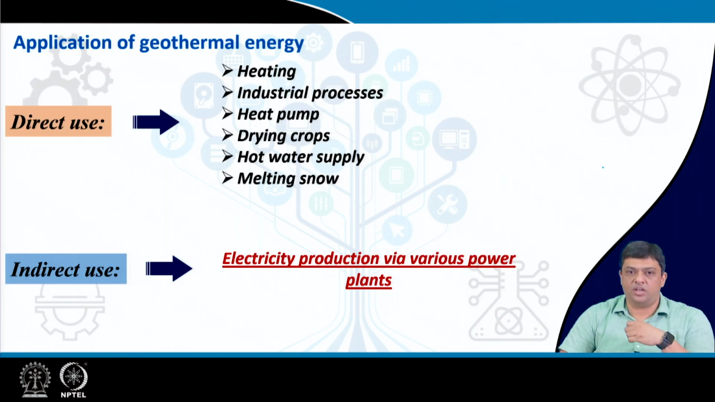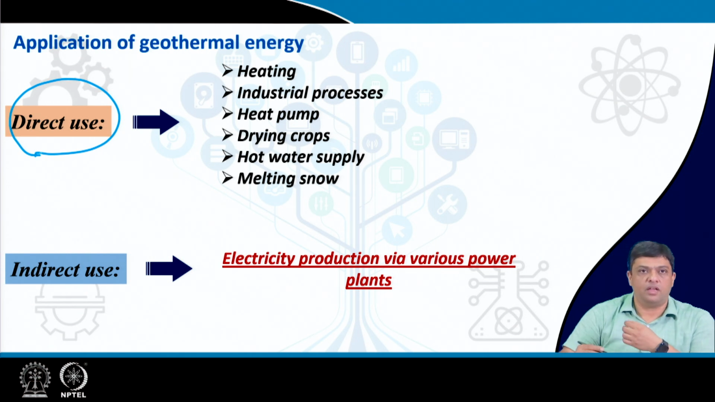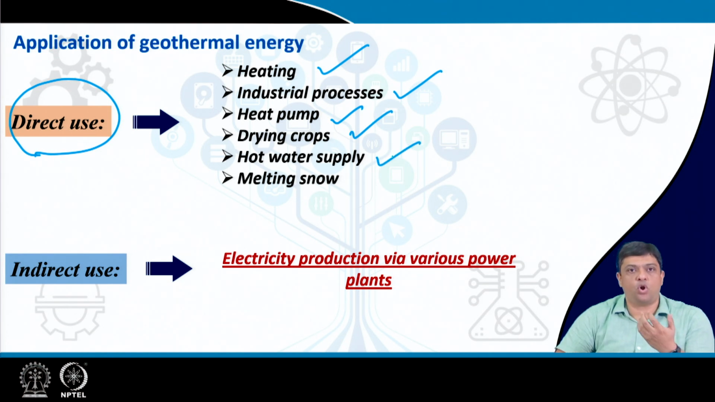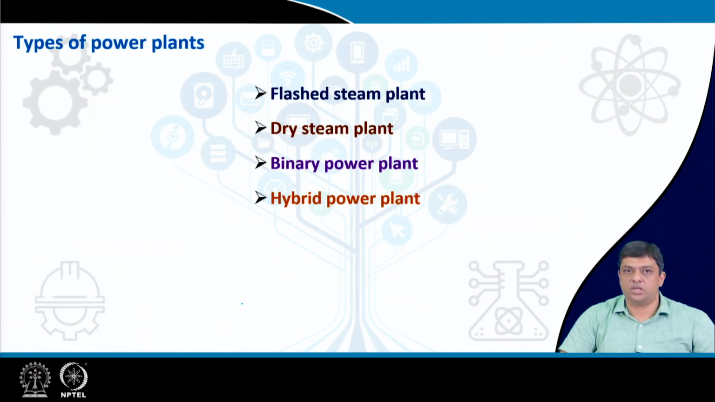So, if I can extract this energy, then you can use this form of energy for direct use. If I have taken that heat out, then I can straight away use it for heating, different industrial processes, heat pump, drying of crops, or heating of water which can be used for hot water supply or melting of snow. Indirect use could be electricity generation using various kinds of plants, and that is probably going to be exploited in times to come as we move more towards a renewable based energy landscape. So, I thought to give you a brief introduction about this technology.